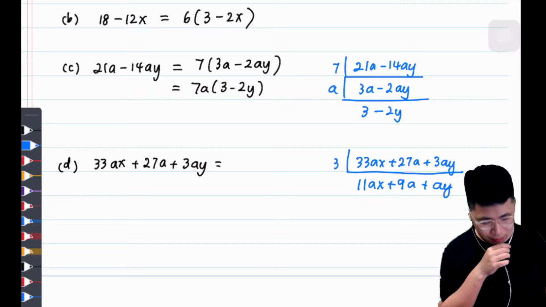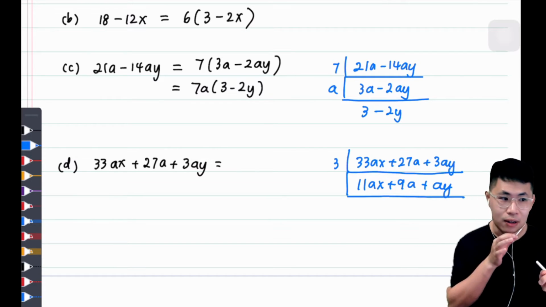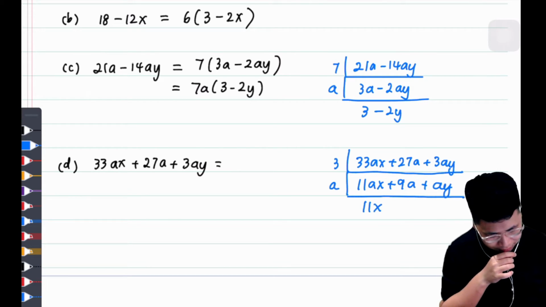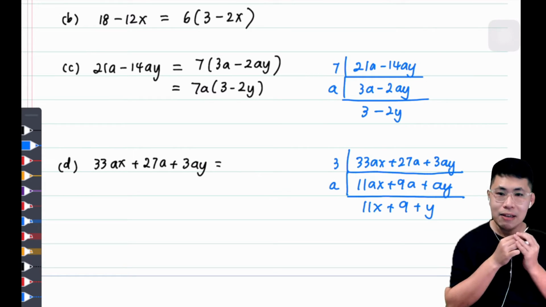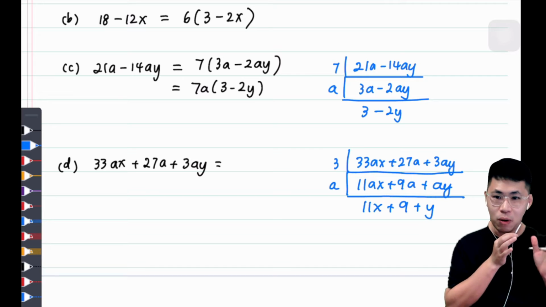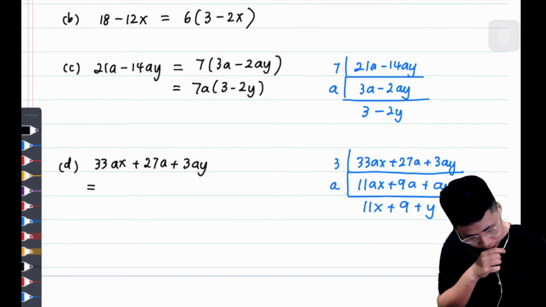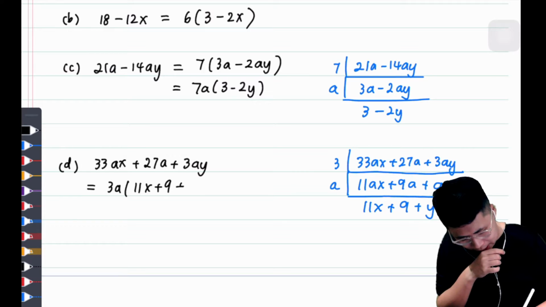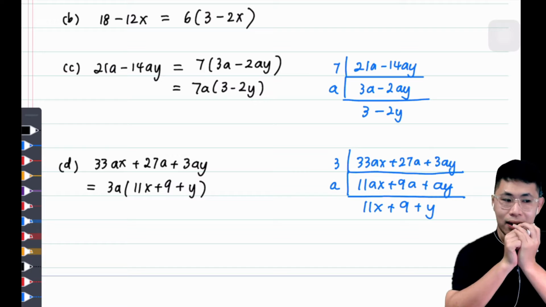The 1 is invisible. And with this one, we can go one step further. We can find something else to divide with. We can pull out our a to get 11x plus 9 plus y. Any further common factors? No more, so this will be the end. Our final answer would be 3a multiplied by 11x plus 9 plus y. When we expand back, we can check that they are equivalent.